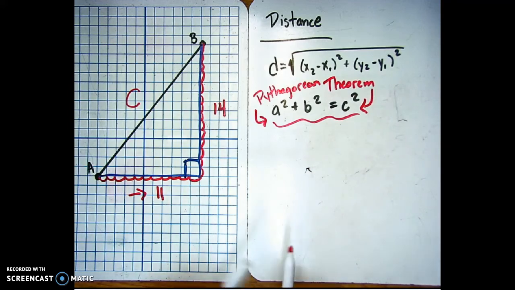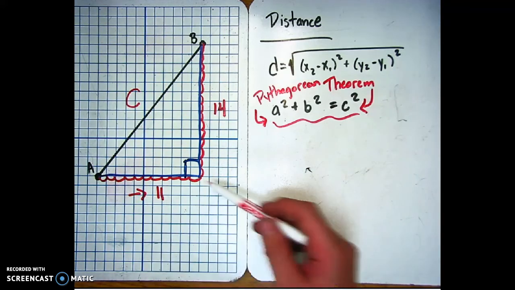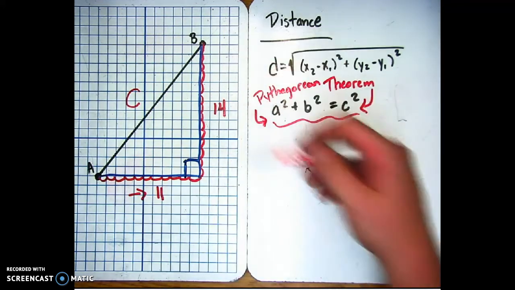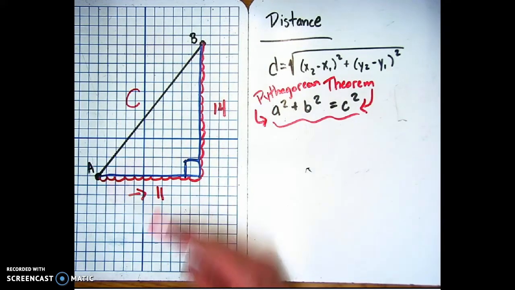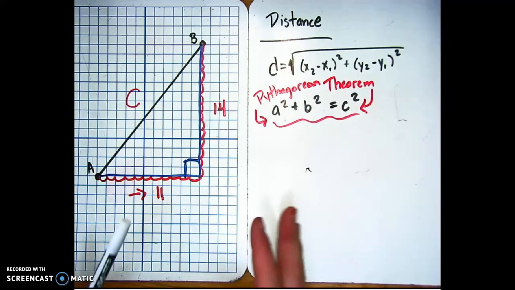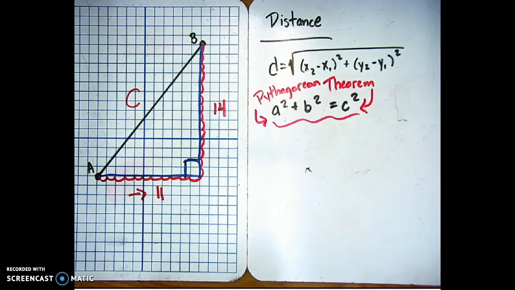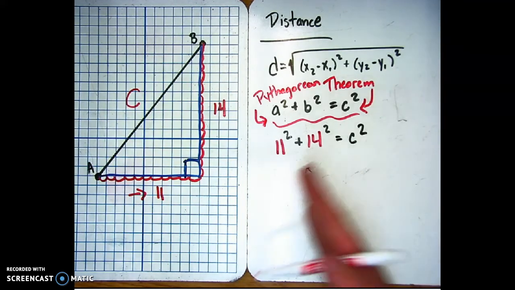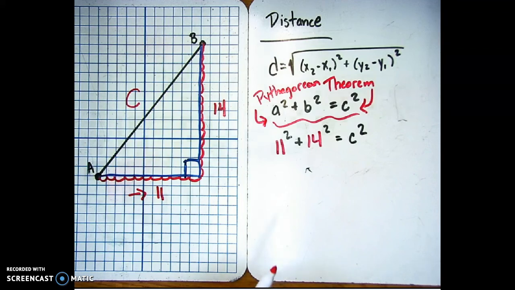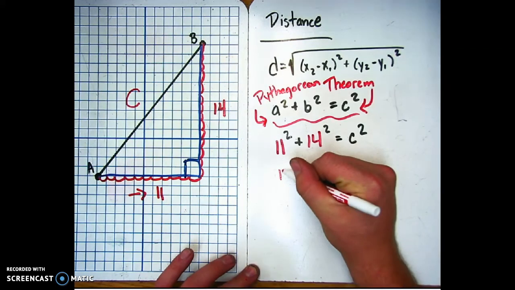Now all we have to do is say, this is a or b. Doesn't really matter. These are completely interchangeable. The only thing that matters is the hypotenuse is by itself. So we substitute 11 for a and 14 for b. When we do that, we get 11 squared plus 14 squared equals c squared. So we square and add those two numbers.